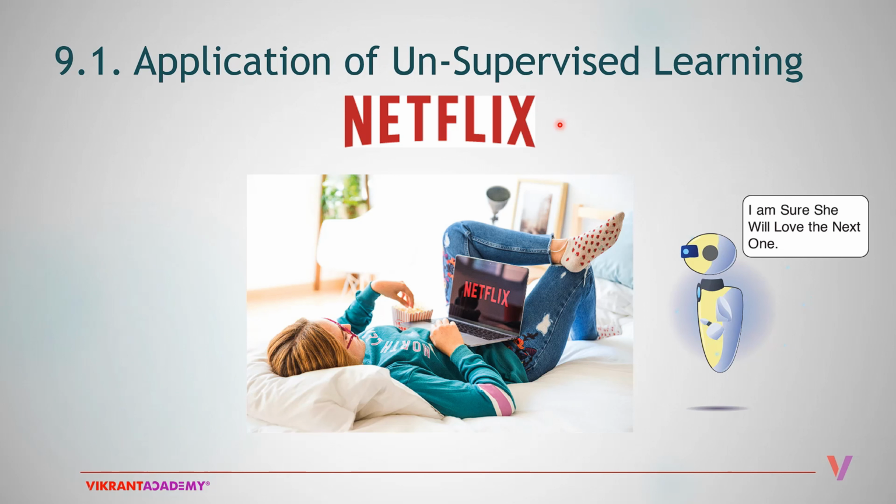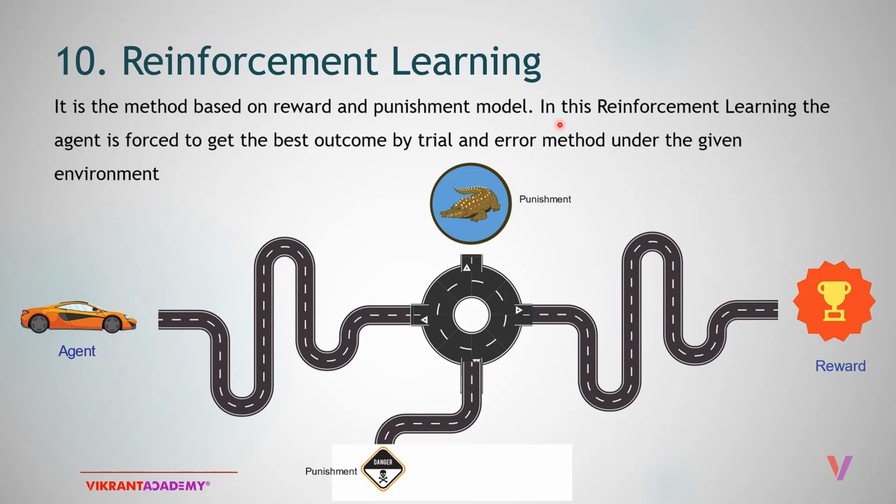Moving to reinforcement learning. Reinforcement learning works on a reward and punishment method. In reinforcement learning, the agent is forced to get the best outcome by trial and error under the given environment. For example, we have a car here, and let's assume that this is a driverless or autonomous car, which is supposed to get to the destination where it is going to get the reward.